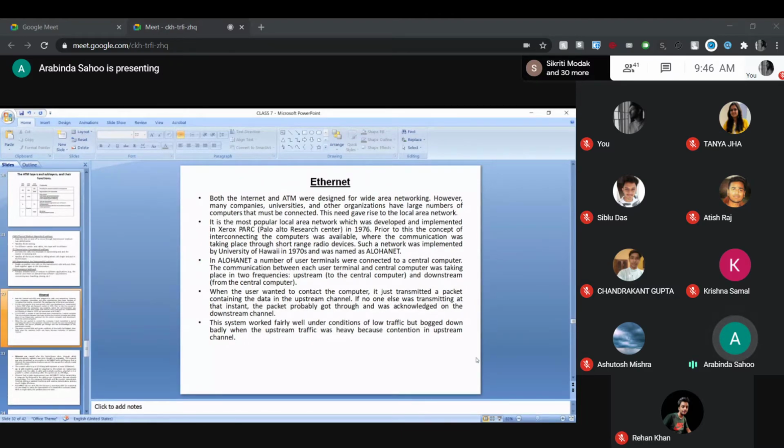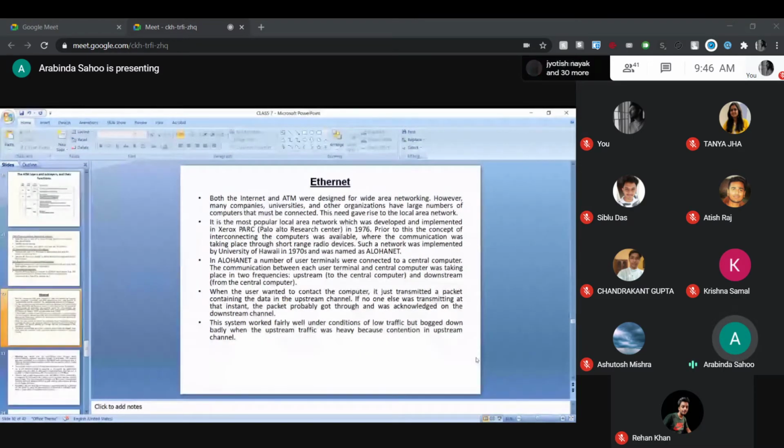But prior to the development of Ethernet, another technology was there. This was known as Aloha net. The difference is that in Ethernet, all the computer peripherals are connected through a medium, that is a fiber optic cable or a cable. This is known as the ether.